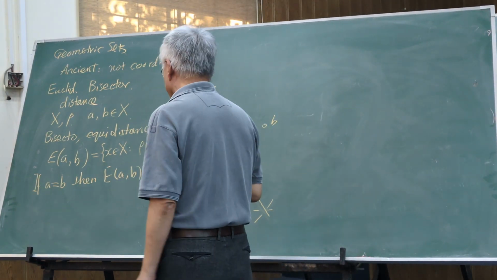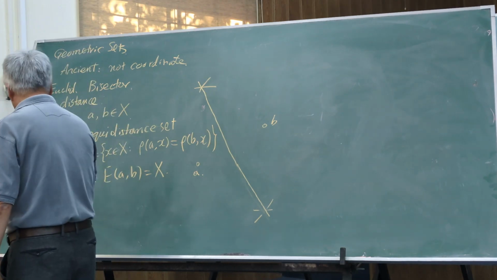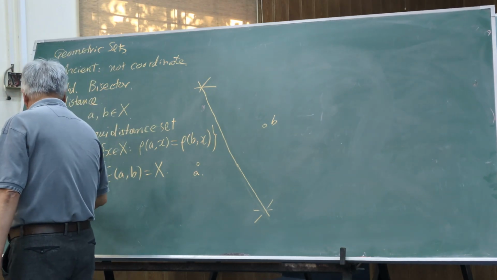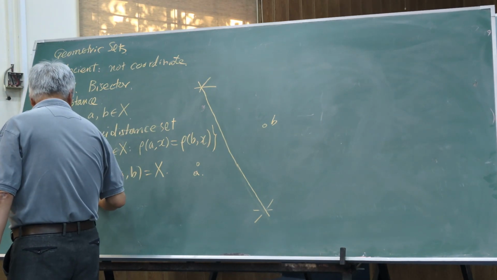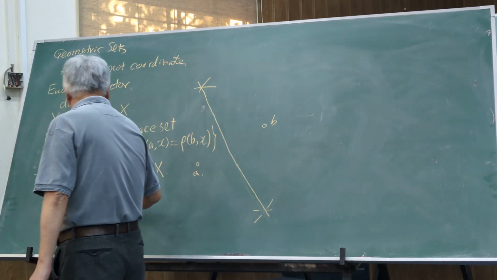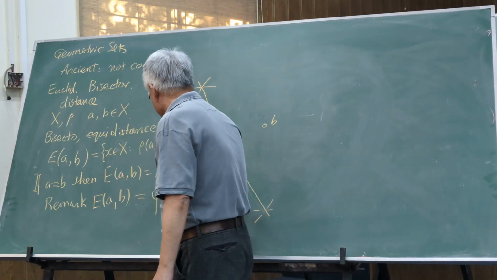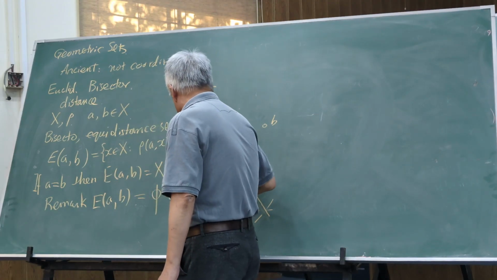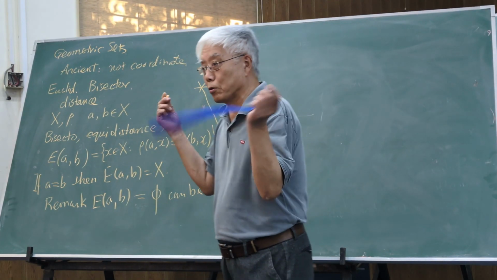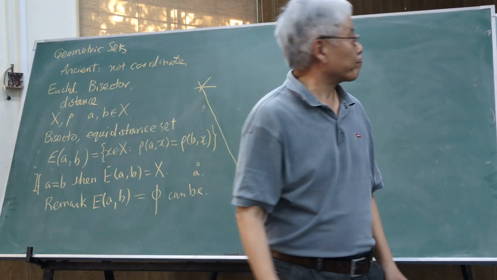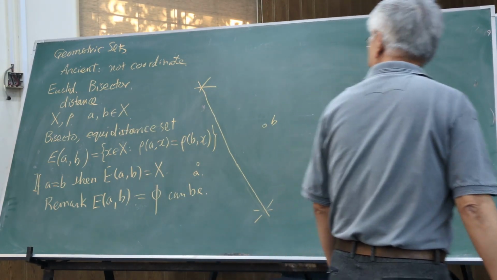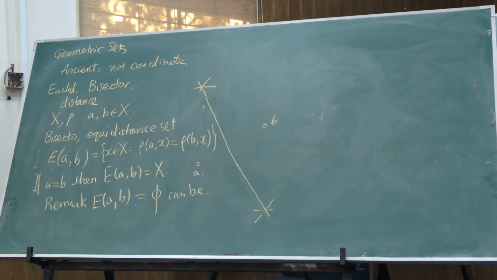If this example is not good enough, let me just remark that E_AB can be empty, even if A and B are points in it. Already very interesting, because it can be the whole space, it can be empty. This is the definition of bisector, the first and important geometric set in a metric space I want to study.